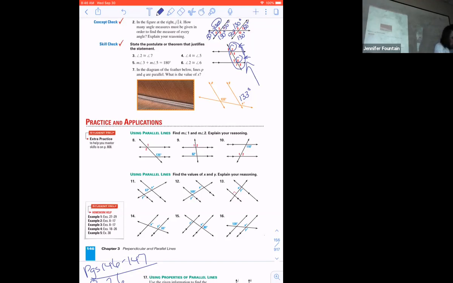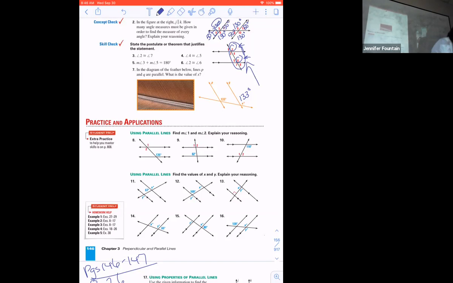And then, what is the measure of angle 2? 62. 62 degrees, because why? Because 1 and 2 are vertical angles. No. Linear pair. 1 and 2 are a linear pair. We know that a linear pair equals 180 degrees. So if angle 1 is 118 degrees, then 180 minus 118 is going to be 62. Good job. Any questions on either of those?